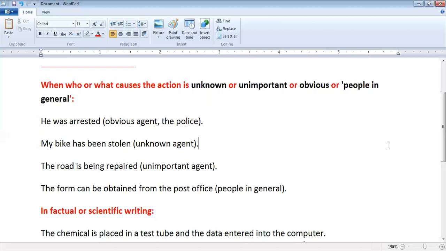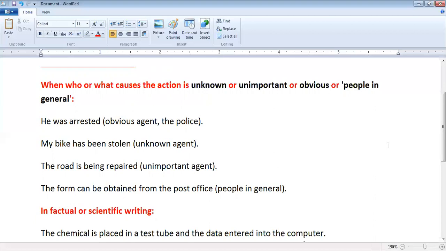So जहाँ पे action करने वाला आपके लिए important नहीं है, आपको कोई फर्क नहीं पड़ता कि action किसने किया है, बल्कि action important है, तो आप use करोगे passive voice. Action is important, we use passive voice. एक और चीज यहाँ पे बिल्कुल उसकी अपोजिट हो गई. दूसरा अपोजिट क्या बात हो गई?